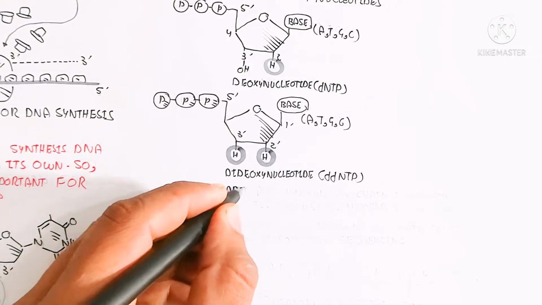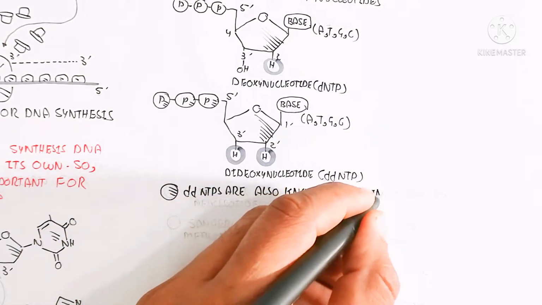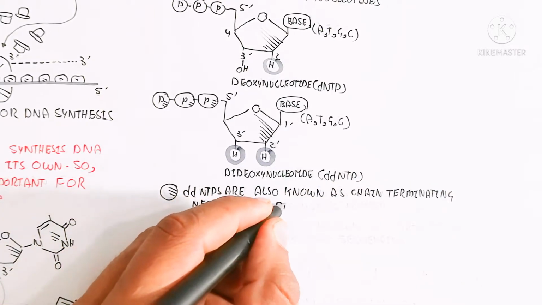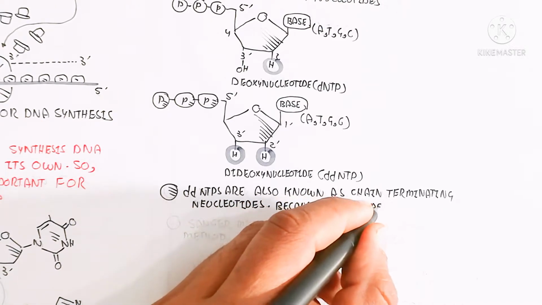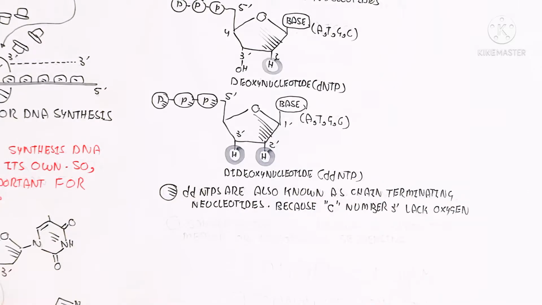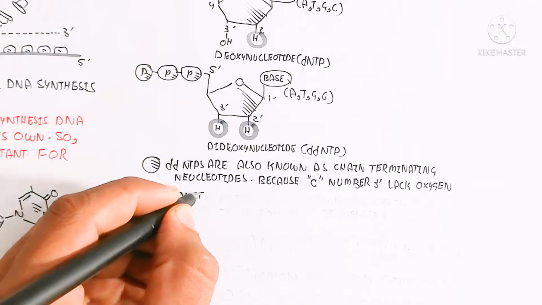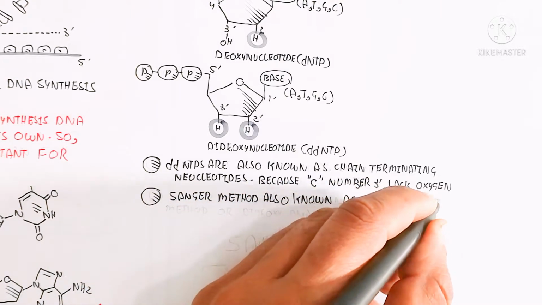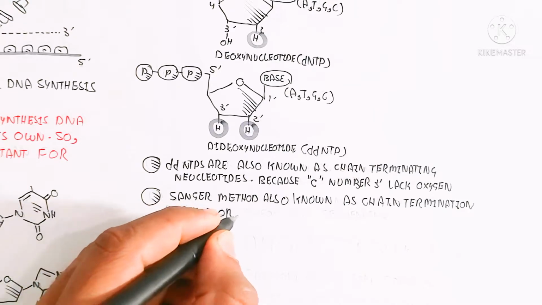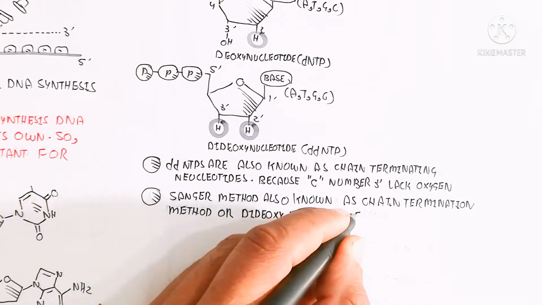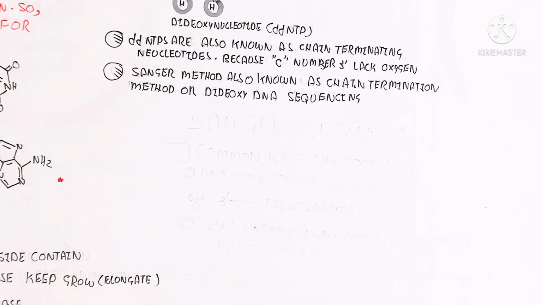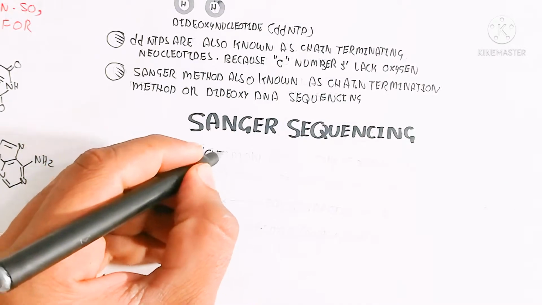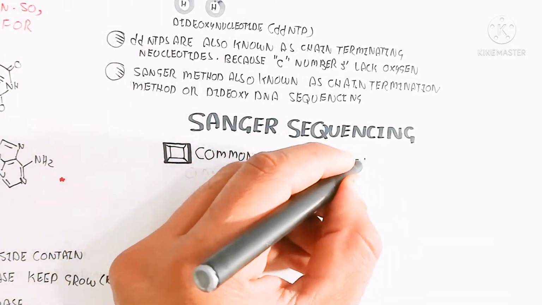Here is the dideoxynucleotide, because carbon number 2 prime and 3 prime contain only hydrogen, so oxygen is not present. We say dideoxy because two oxygens are lacking, from carbon number 2 and carbon number 3. The dideoxynucleotide triphosphates are also known as chain terminating nucleotides, and because carbon number 3 lacks oxygen, the Sanger method is also known as the chain termination method or dideoxy DNA sequencing.